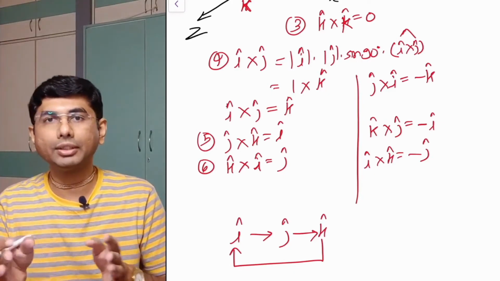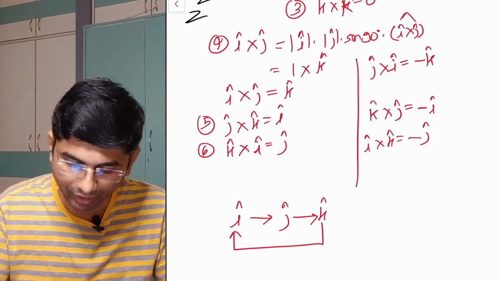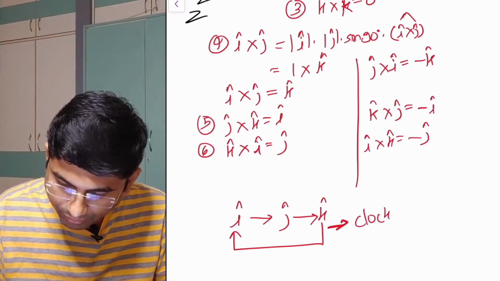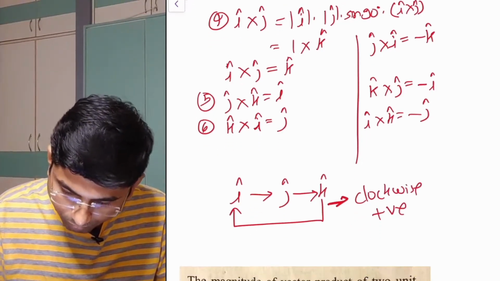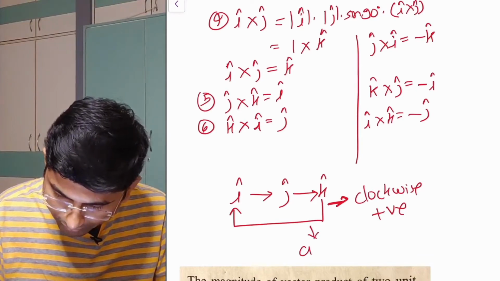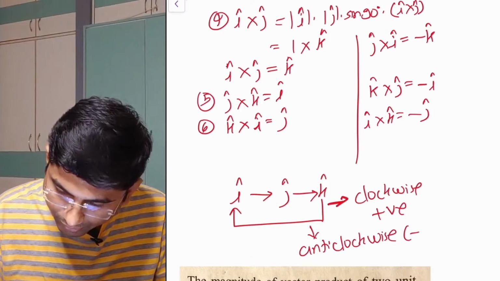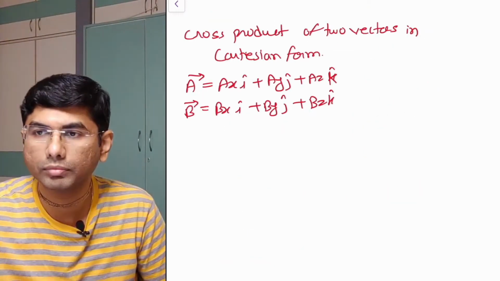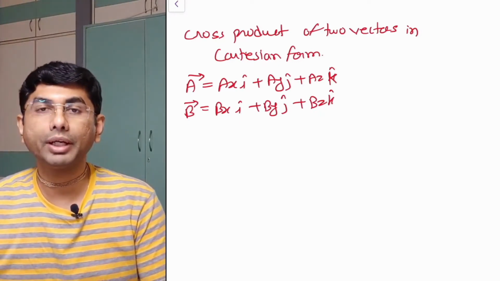In one sense it's a sequence you have to follow, otherwise you can think of it as clockwise and anti-clockwise. When we are going in one direction, the answer will be positive, and when we are going in the opposite direction, the answer is negative. That's why we have to remember this. Okay, now we'll see how to take the cross product of two vectors in Cartesian format.